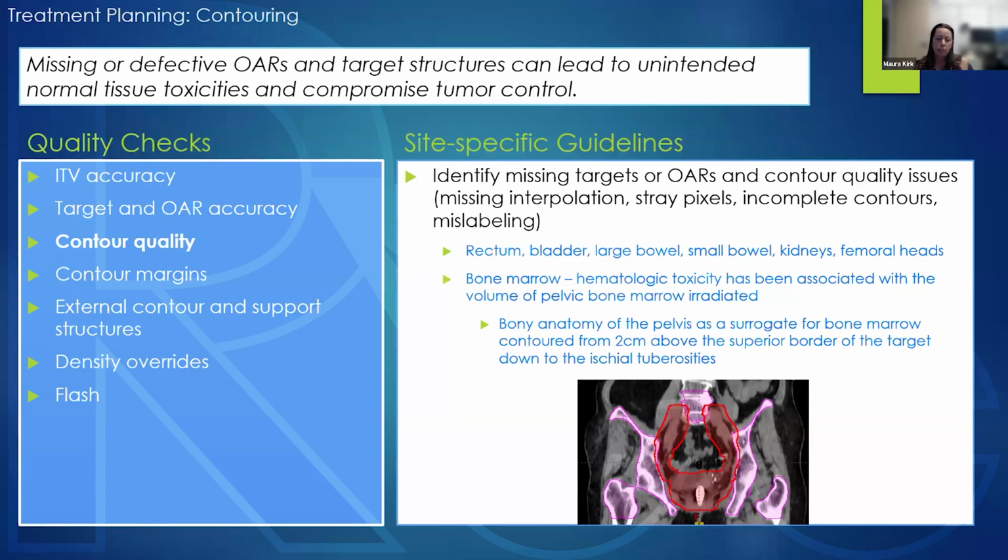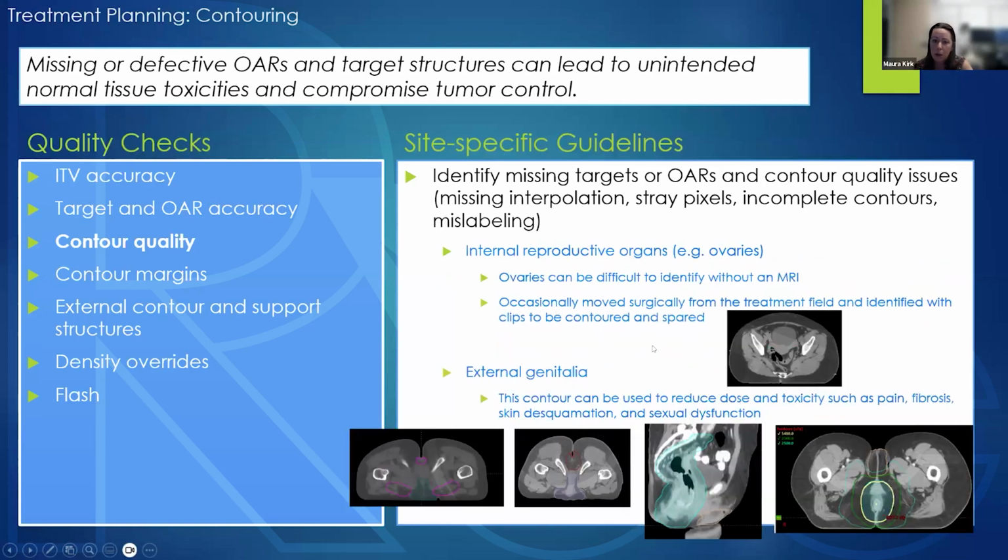In GYN cases specifically, we usually contour bone marrow. So in those cases, there's hematologic toxicity associated with the volume of pelvic bone marrow irradiated. And as a surrogate for the bone marrow, we'll contour bony anatomy of the pelvis, and it's recommended to contour about 2 cm above the superior border of the target down to the ischial tuberosities. And here's an example of that contour below.